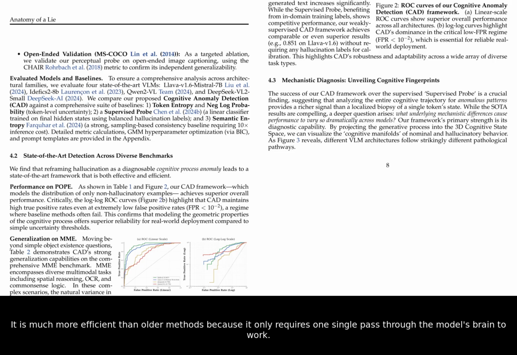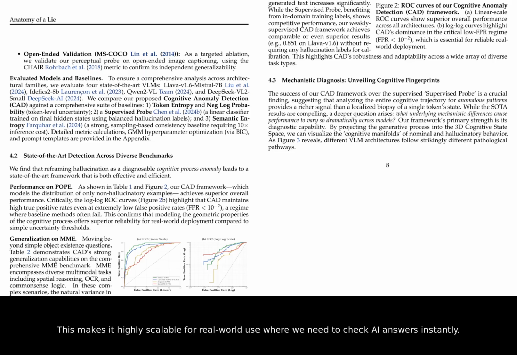It is much more efficient than older methods because it only requires one single pass through the model's brain to work. This makes it highly scalable for real-world use where we need to check AI answers instantly.